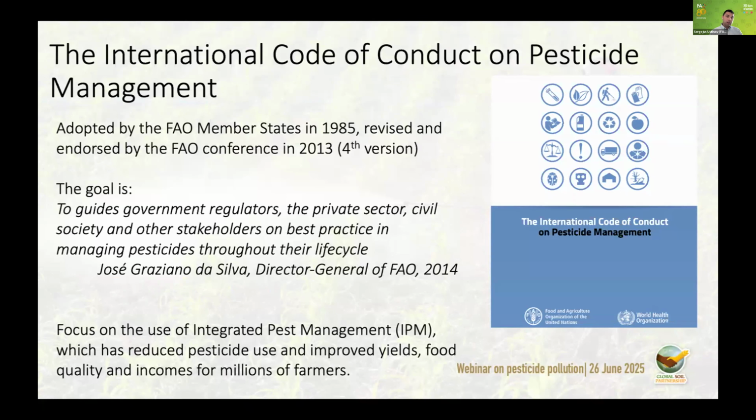The goal of this Code of Conduct, as pointed out by our last Director General in 2014 when the 4th version was published, is to guide government regulators, the private sector, civil society, and other stakeholders on best practice in managing pesticides throughout their life cycle. The Code of Conduct is on a voluntary basis. It's not a legally binding document for any country to adhere to, but if a country is willing to rely on it, it's more than welcome, and we as the FAO team can support and provide information on how to navigate the code.